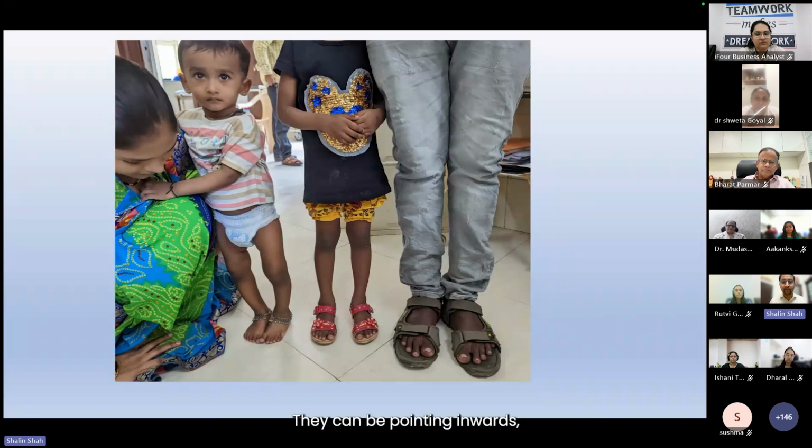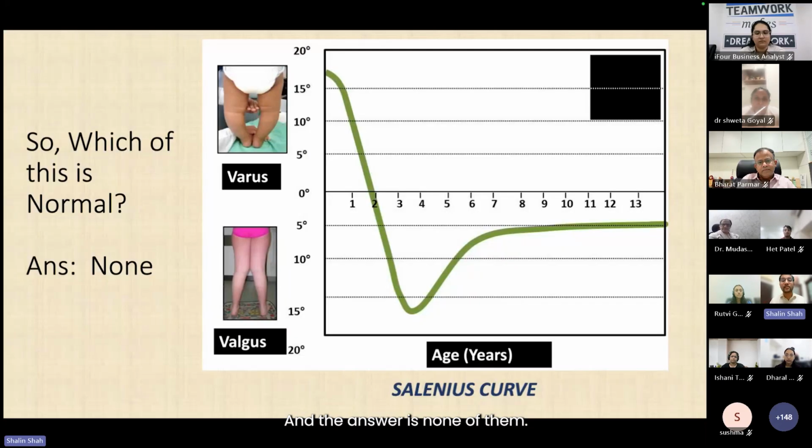They can be pointing inwards, bowing in. They can be knocked out, or they can be straight. And which of this is normal is a lot of confusion, even among orthopedic residents where I go and teach at Civil Hospital in Ahmedabad. And which of this is normal? And the answer is none of them. So what is normal is dependent on age, especially in children.